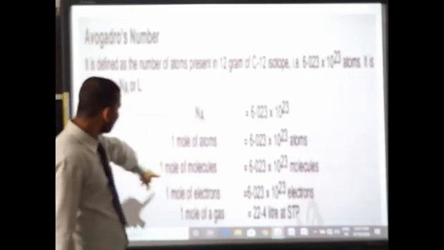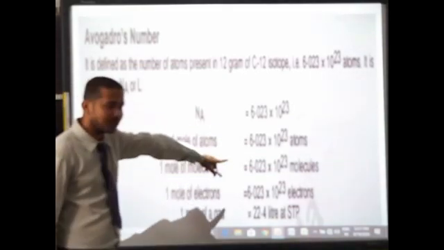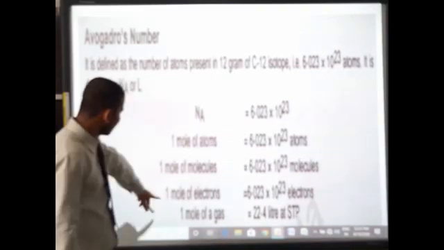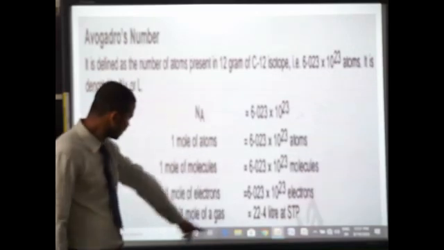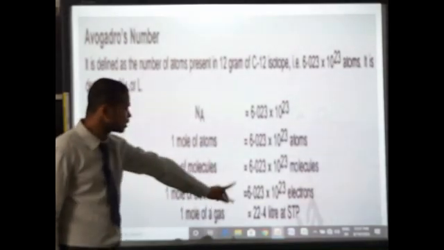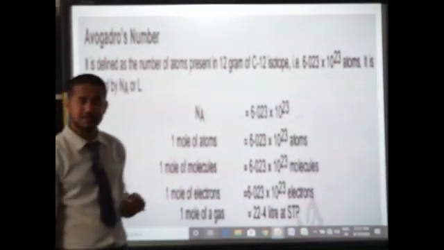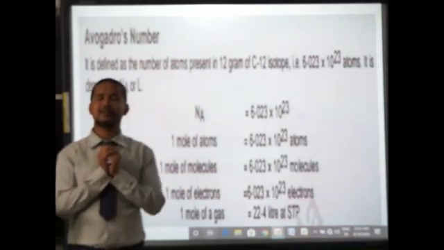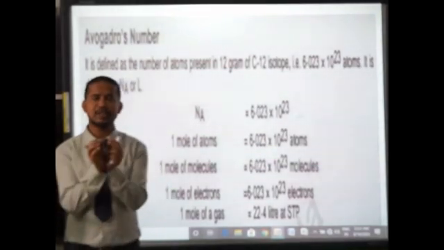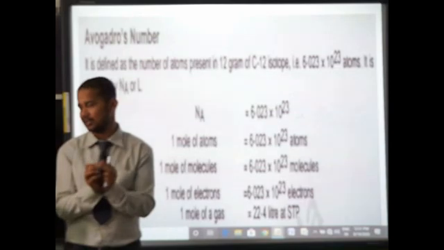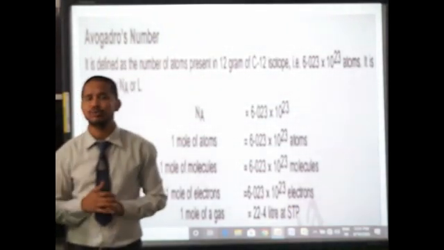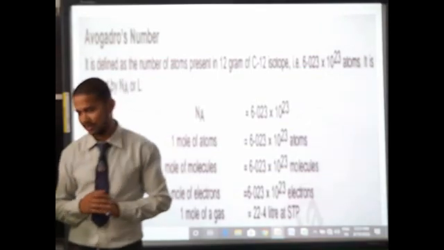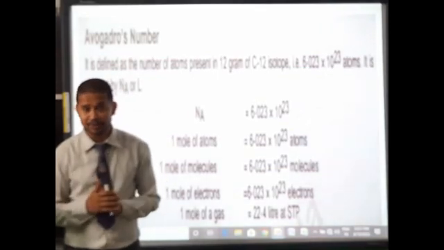1 mole of molecules means Avogadro number of molecules, 1 mole of electrons means Avogadro's number of electrons, and 1 mole of a gas means 22.4 liter at STP. That means at standard temperature and pressure, 22.4 liter of any gas can have Avogadro's number of particles, Avogadro's number of molecules.